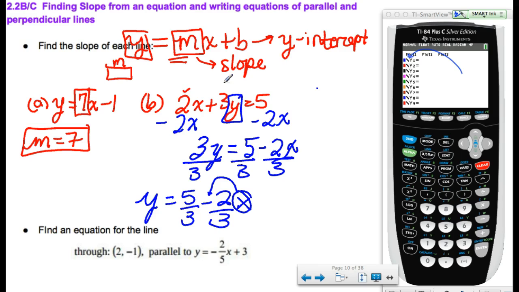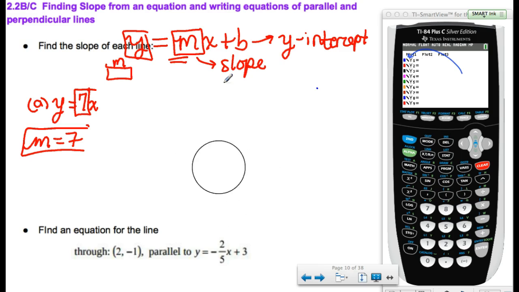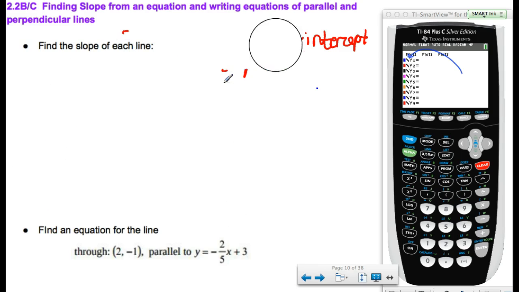So my slope for this line is negative 2/3. It's going to be going downhill, falling 2 and running 3, so it'll be gradually going downhill. I could confirm it on my calculator, but you just trust me. So when it asks you for the slope of the line, you need to solve for y, and then it's whatever is in front of the x.